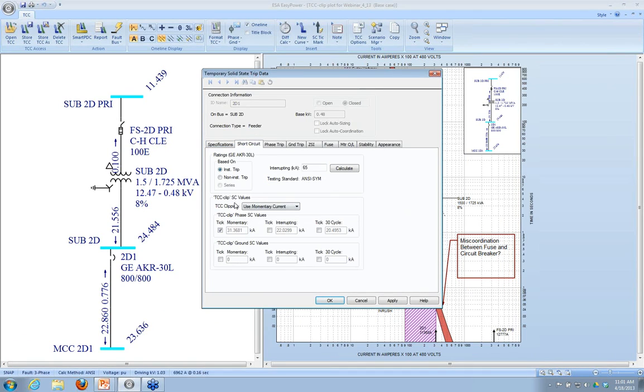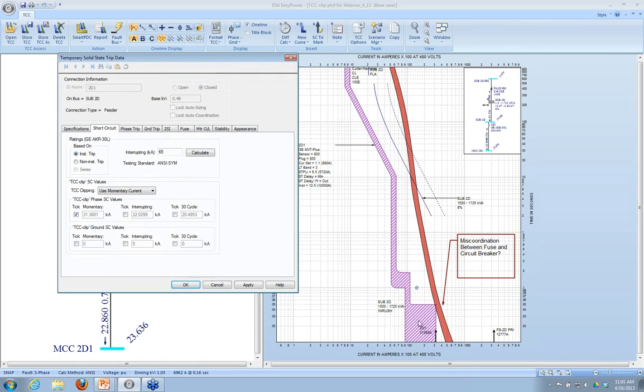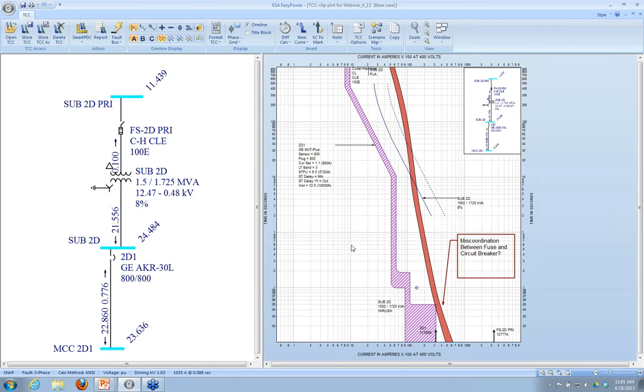Again, under the short circuit tab, we have TCC clipping, and I'm using momentary because it's instantaneous trip here, so I went to a higher value. So that's one setting. That's the TCC clipping. If I change this to none, it goes back and looks like it did before. So that's why we like to use the TCC clipping. It stops the curve at the maximum fault current that it can see.